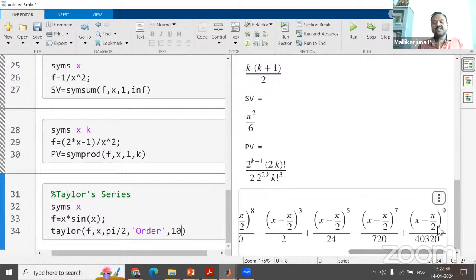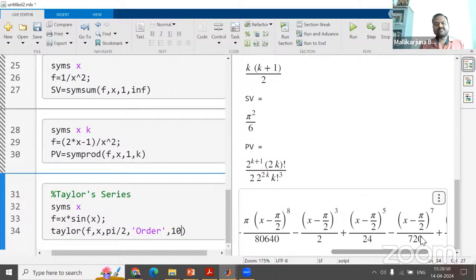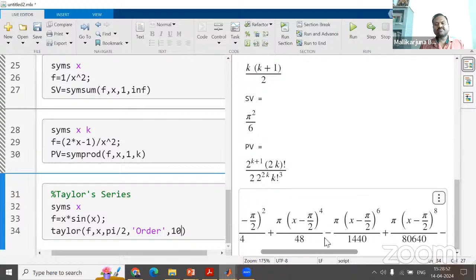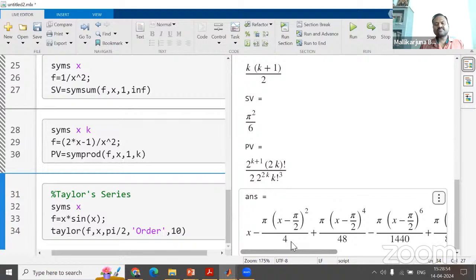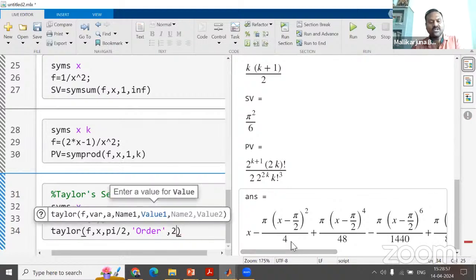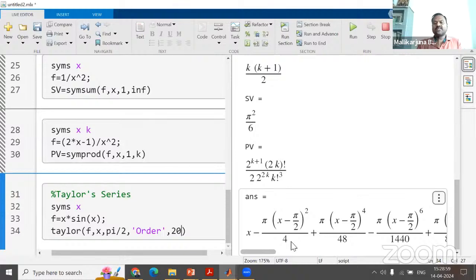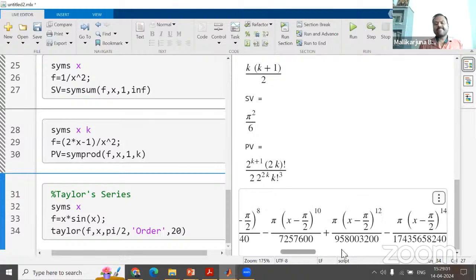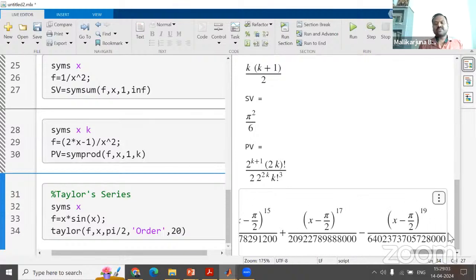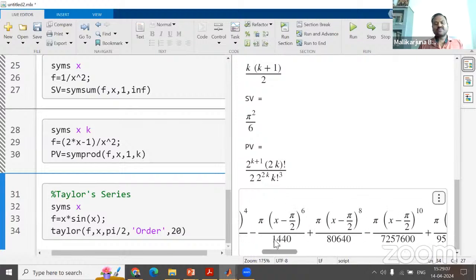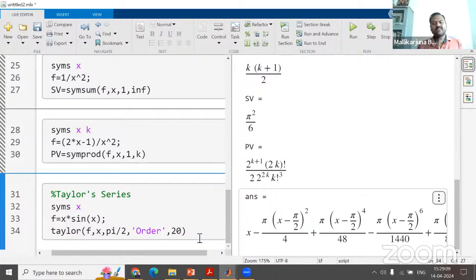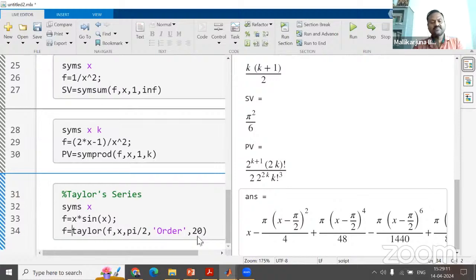You see, till 10th order it is giving, up to 10th. Or maybe 20 you can give. Up to 20th order it will give. You see 17, 18, 19. This is how you can find the Taylor series easily.